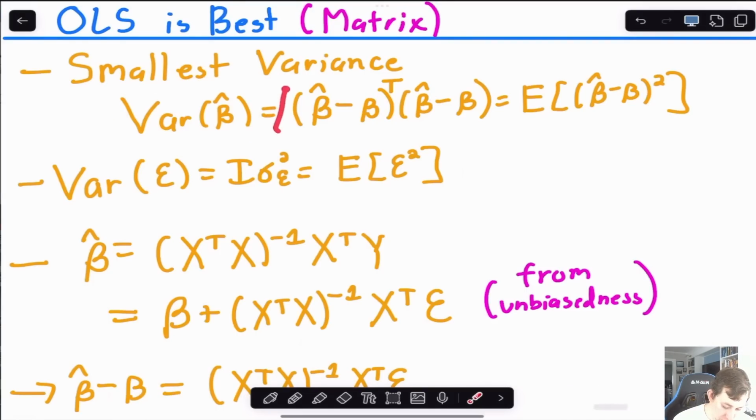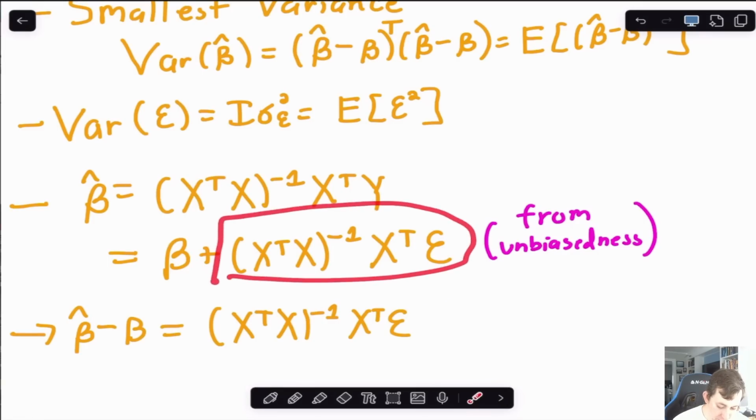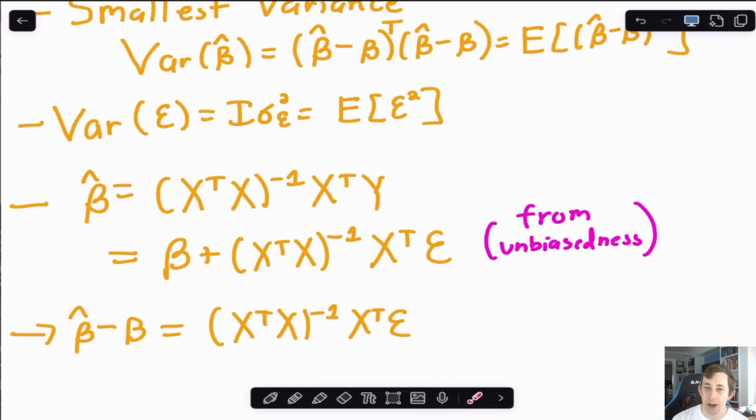And so that's just going to be this, or basically the expectation of beta hat minus beta quantity squared. I know that the variance of my error term is just the identity matrix times sigma squared epsilon, or sometimes you'll just see it as sigma squared, which is just equal to the expectation of the error term squared. We also know from unbiasedness that beta hat is equal to beta plus (X transpose X) inverse X transpose epsilon, where before we canceled this out to 0, but now we can't do that because we're not yet taking an expectation.